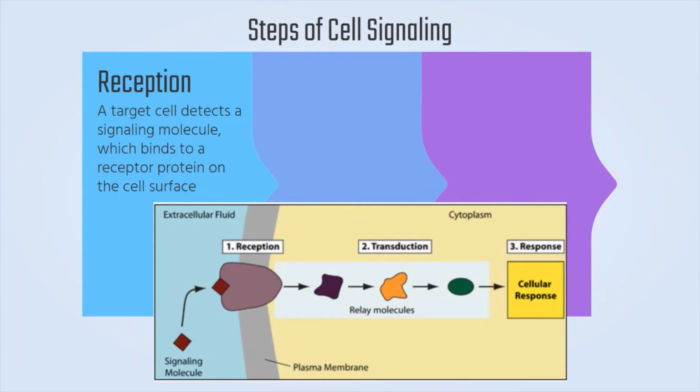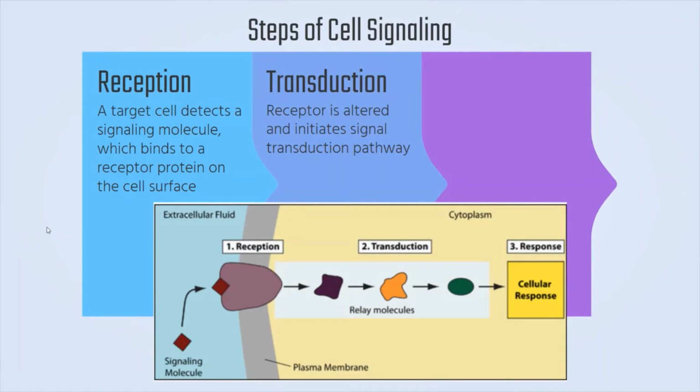So there are three main steps of cell signaling. The first step is called reception, and this is when a target cell, like a signaling molecule over here, will bind to a receptor protein on the cell surface. So this would be the cell, and a signaling molecule will bind to this protein over here.